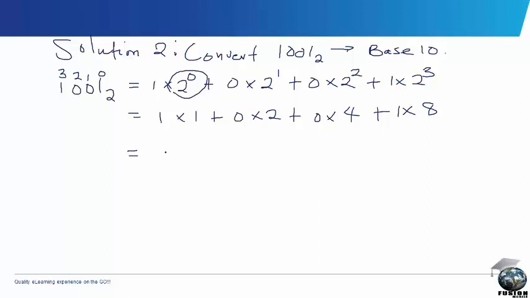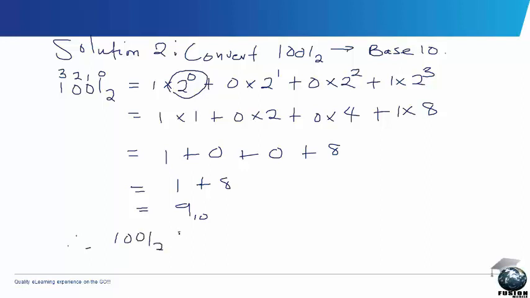Alright, on the next line you have 1 times 1, 0 times 2 is 0, 0 times 4 is 0, and then 1 times 8 is 8. Good. And on the next line we have just 1 and 8 coming through the additions, and 1 plus 8 gives you 9, which is the number in base 10. So therefore we can say that 1001 in base 2 can be changed to base 10, and it gives 9 in base 10.